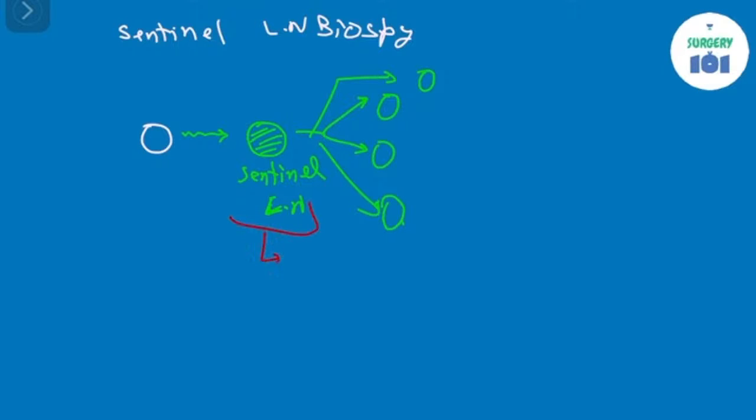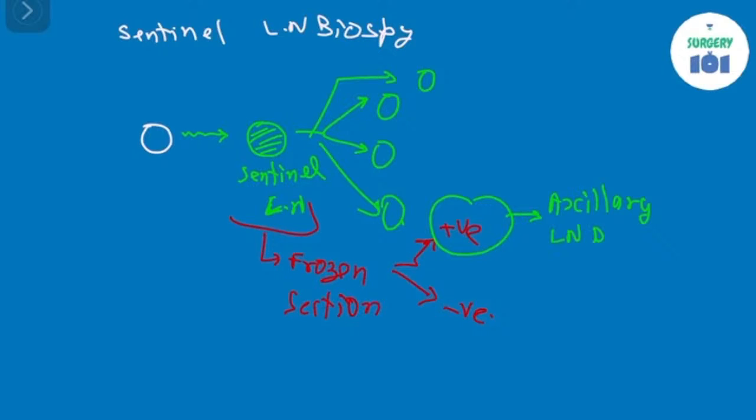Now what you do, you take this and send it for the frozen section. It may come out to be positive, or it may come out to be negative. If it comes out to be positive, you go ahead with an axillary lymph node dissection. And if it comes out to be negative, then you avoid the axillary lymph node dissection. Okay, this is how you basically use this sentinel lymph node biopsy.